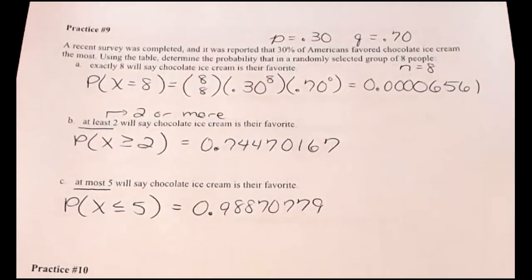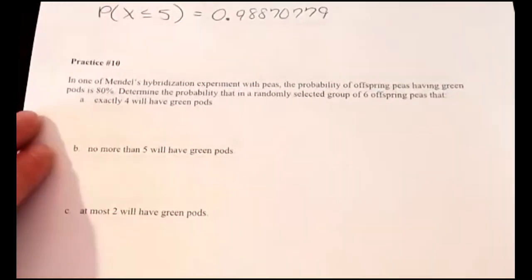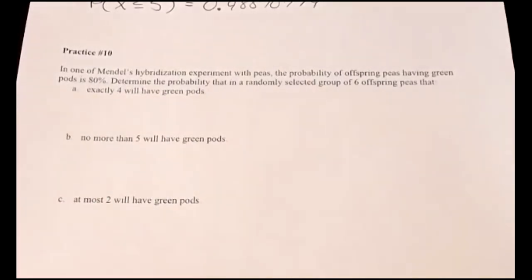How about let's make sure that everything is solid by doing this last question of the day, and we'll finish here. So practice number 10, in one of Mendel's hybridization experiments with peas, the probability of offspring peas having green pods is 0.80. Determine the probability that in a randomly selected group of 6 offspring peas, and then do each of those. Remember how to start this problem. Write down the probability of success, write down the probability of failure, and then your N. That's going to help you out a lot.